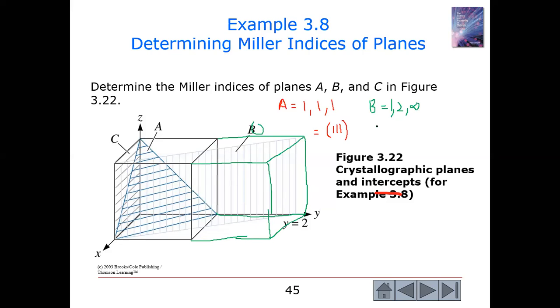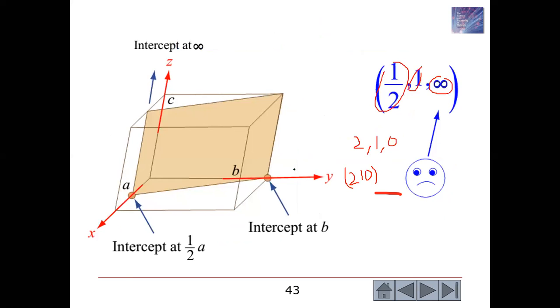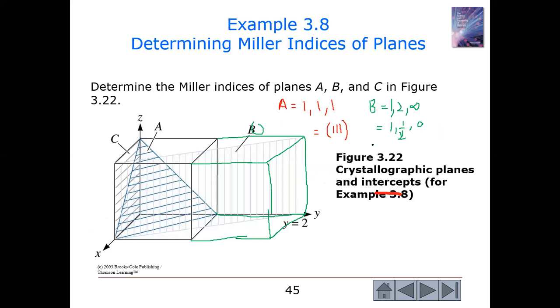So what we're going to do is take the reciprocals. The reciprocal of 1 is 1. The reciprocal of 2 is 1 by 2. And the reciprocal of infinity is 0. Clear? So what was the third step? The third step is to clear fractions. So how do you clear fractions? You multiply all the numbers with 2. So this will result in 2, this will result in 1, and this will result in 0. So in terms of Miller indices, it's (210).